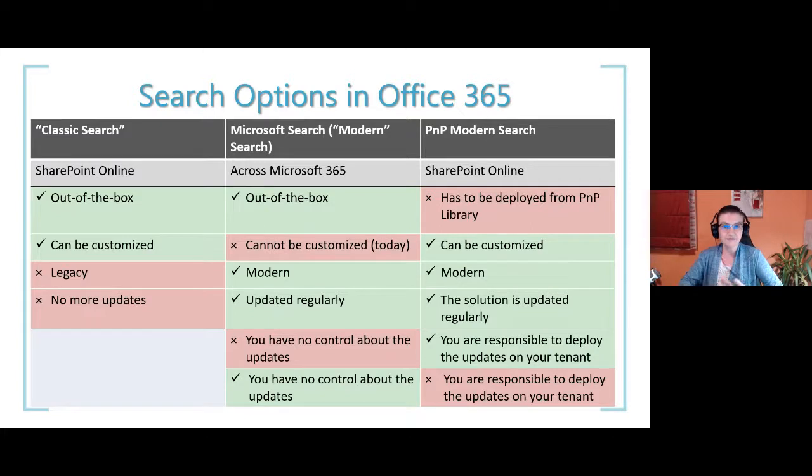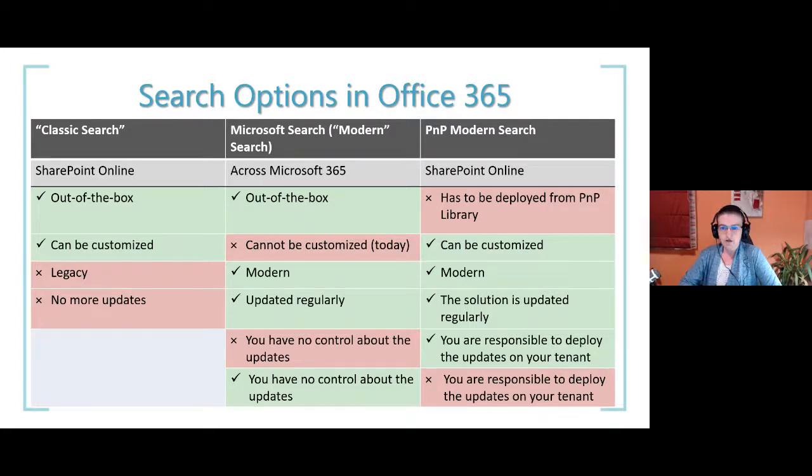And depending on your organizational culture and your requirements, it might be a pro and also a con. For Microsoft Search, you have no control over the updates, and you don't have to do anything to have your tenant updated. For the PMP Modern Search library, you are responsible for the update, so you have to download the updated package and deploy it to your tenant. As I said, depending on your requirements, it might be good or it might be an additional responsibility that you have to have. But you have to be aware of those things.